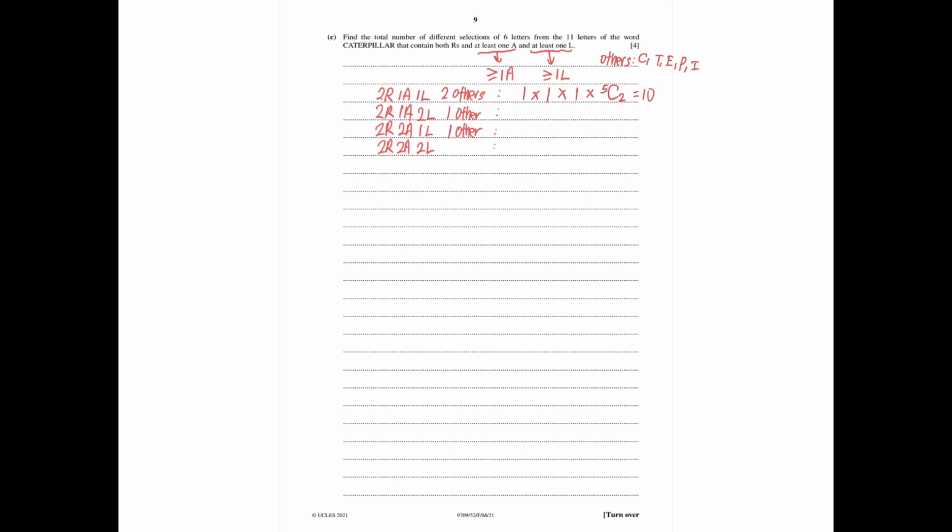So let's look at the second case here. 2R, one way. 1A, one way to do it. 2L, one way to do it also. You can just ignore the 1 times 1 times 1 if you want to cut the working short. So for 1 other, that will be 5 others, you choose 1, so end up with 5. And for the third case, choosing 2R, one way. Choosing 2A, one way. Choosing 1L, one way. Choosing 1 other, 5C1. So you can see we apply combination for distinct objects only. For similar objects, no calculation is required, or just put 1.